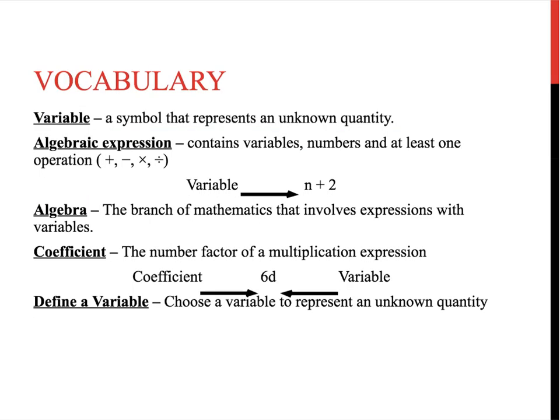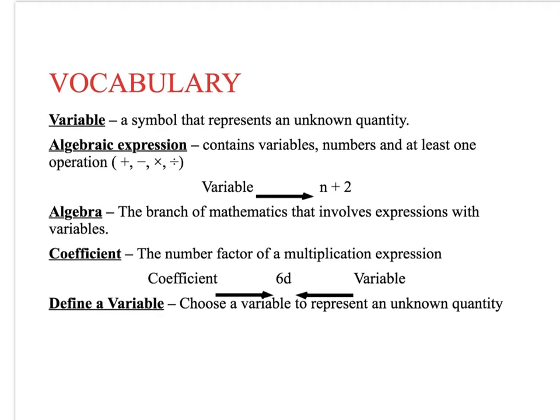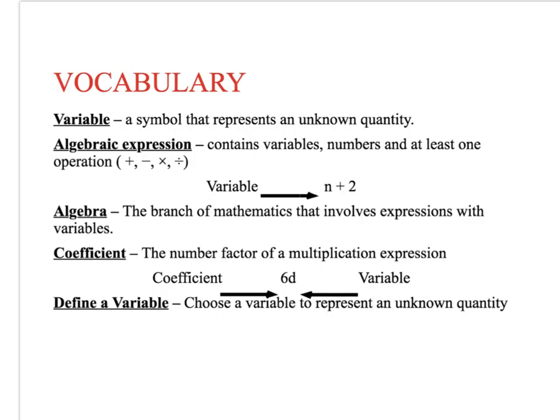So let's look at our vocabulary. A variable is a symbol that represents an unknown quantity. An algebraic expression contains variables, numbers, and at least one operation. So you can look at this example here. You see the variable is n, and the algebraic expression is n plus 2.